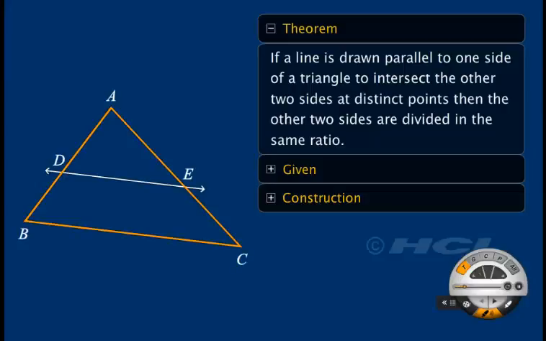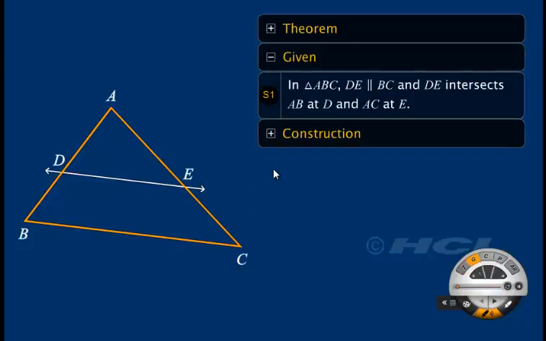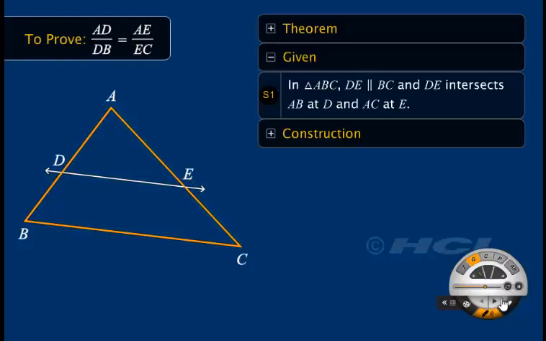If a line is drawn parallel to one side of a triangle to intersect the other two sides at distinct points, then the other two sides are divided in the same ratio. In triangle ABC, line segment DE is parallel to BC. Line segment DE also intersects side AB at D and side AC at E. Now, let's prove that segments AD and DB are divided in the same ratio as segments AE and EC.